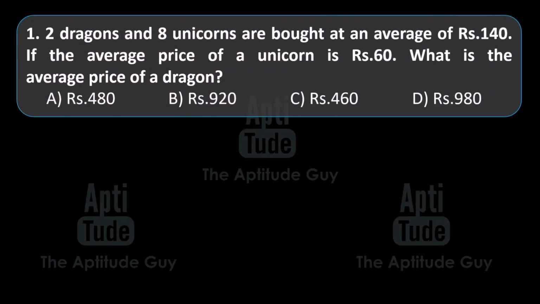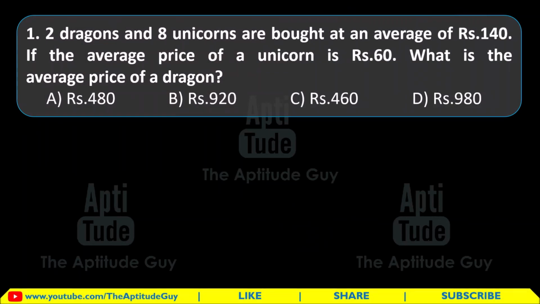Question number 1, very simple question. Pause the video, try to solve it, and then get back. Let's do it. 2 dragons and 8 unicorns are bought at an average of 140 rupees. If the average price of a unicorn is 60 rupees, what is the average price of a dragon?